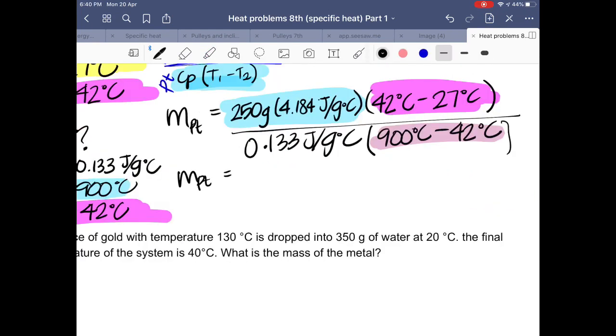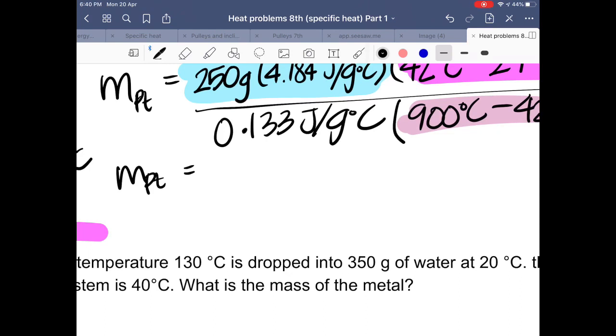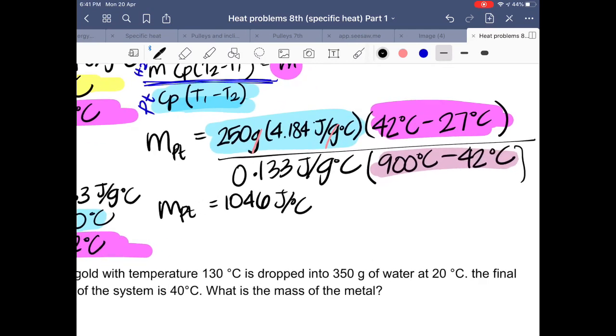Mass of platinum equals 250 times 4.184. You have 1046, and you cancel grams with grams, so you have joules over degrees Celsius, and this is right there. Then the next part is 42 minus 27 times 15 degrees Celsius. It's this part right here.